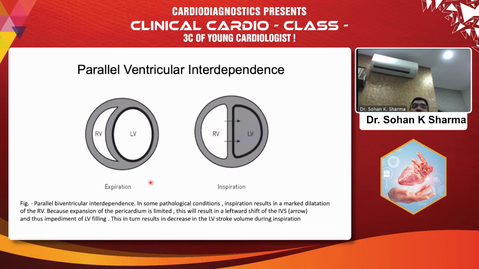While in constrictive pericarditis, what happens? Because of the constricting layer around the heart, there is a parallel ventricular interdependence. What does it mean? When there is filling of the RV during inspiration, it causes a shift of the interventricular septum towards the LV side. On echo, you may be able to appreciate this septal shift on M mode or on 2D echo. This shift of the interventricular septum towards the LV side leads to decreased LV filling during inspiration, and because of this decrease, there is a fall in blood pressure also. In expiration, the reverse happens. So this is known as parallel ventricular interdependence.